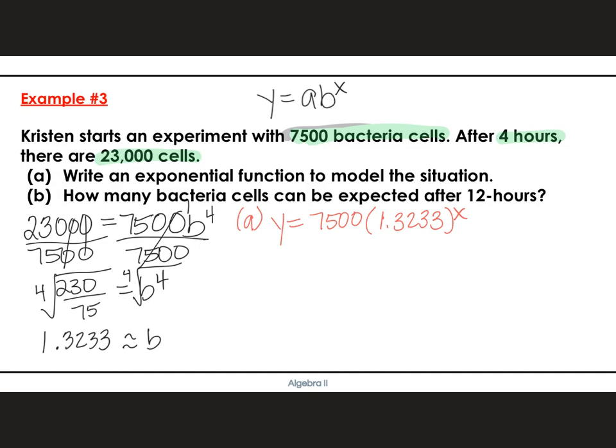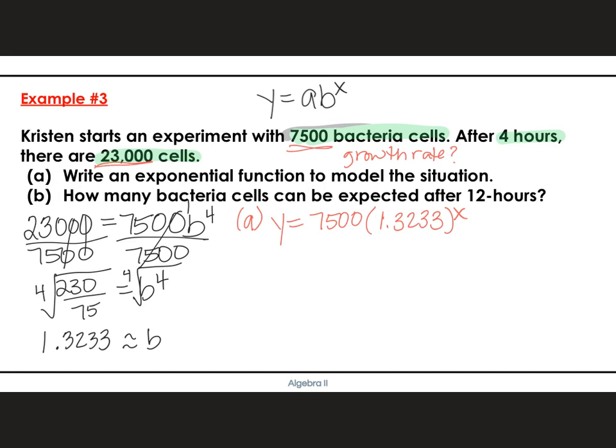So let's talk about this, because you took notes last time already, and we talked about exponential growth and exponential decay. And we know for sure that this is growth because it's going from 7,500 cells to 23,000 cells. What is the growth rate? That's an additional question that I'm asking that's actually not on here. So what is the growth rate?